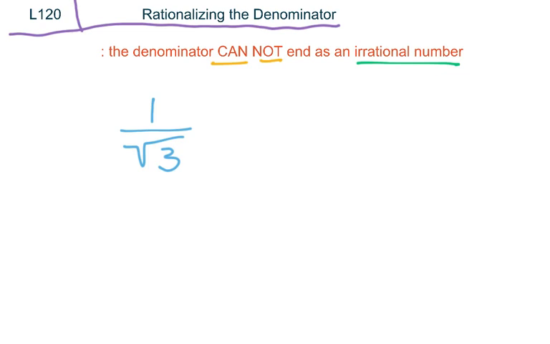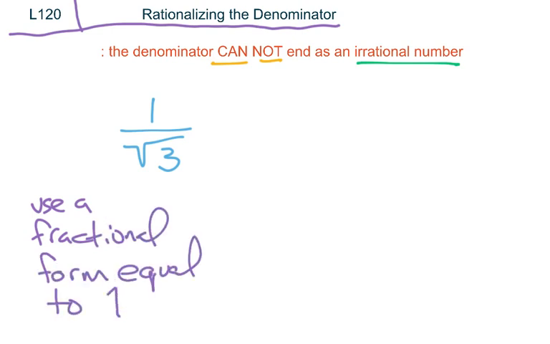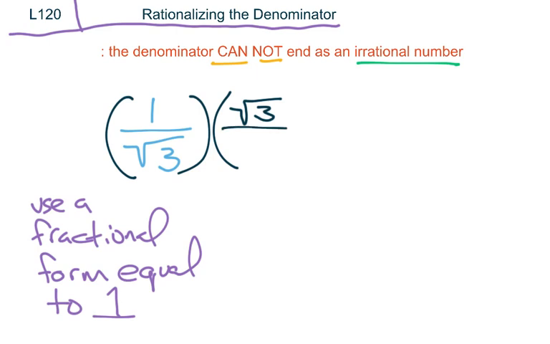By rationalizing it. What we need to think about is early thoughts about using a fractional form equal to 1. That's something that's been a big guiding principle throughout our math life. In this case, I would multiply this expression by something equal to 1, because I can't change its value. I'm going to go rad 3 over rad 3, which would obviously be equal to 1.